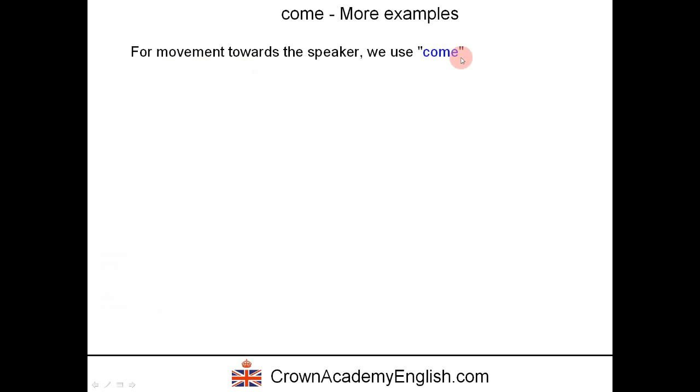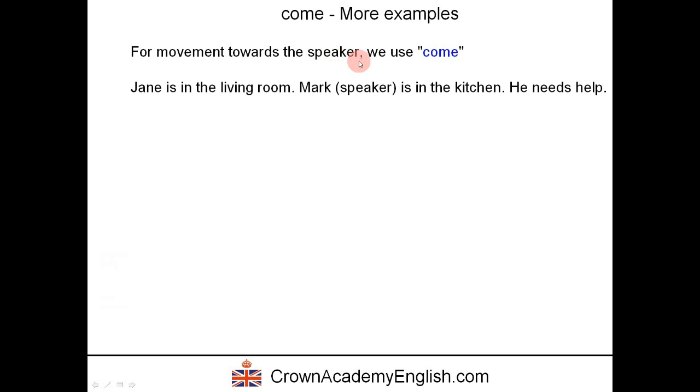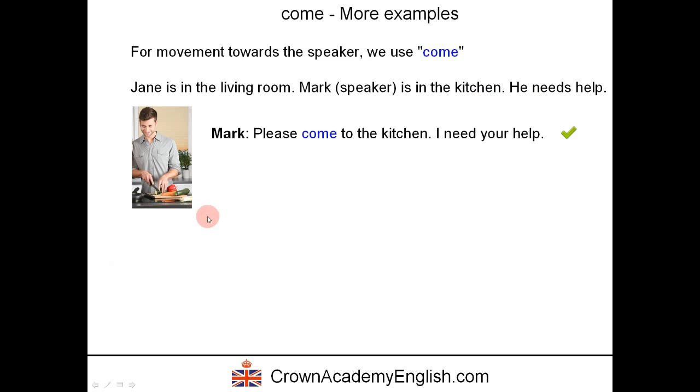Remember, we use come for movement towards the speaker. Jane is in the living room and Mark is in the kitchen. Mark is the speaker and he needs help in the kitchen. So here he is. And Mark says to Jane, please come to the kitchen, I need your help. Okay, so the movement is towards the speaker, towards Mark. And this would be wrong. Go in this example would not be correct. Okay, this is a mistake.